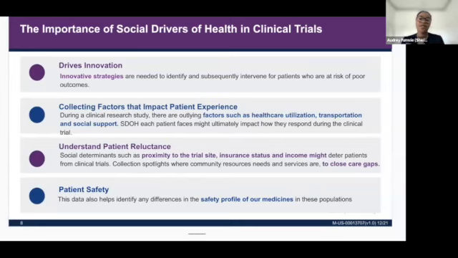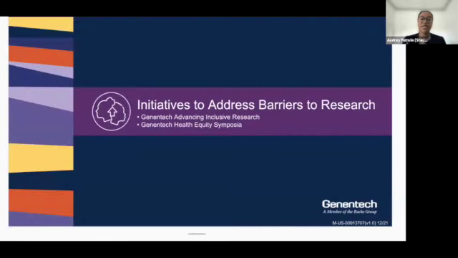But now let me talk to you a little bit about what Genentech is doing and the initiatives that we have in order to address barriers to research. I will also spotlight some of the resources that you yourself can utilize if you are taking part in any kind of research, specifically in a clinical research study.